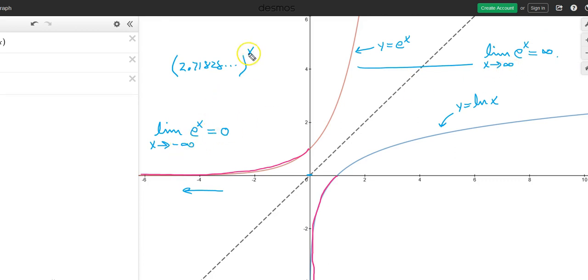And if x is a negative number, then this is going to be 1 over 2.71828... raised to the absolute value of x power. That's if x is a negative number, and so you're going to have 1 divided by a very large number, and that's going to be very close to 0. So it's easy to see these two properties just by considering the graph and what e to the x represents.